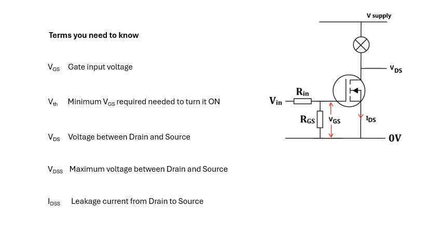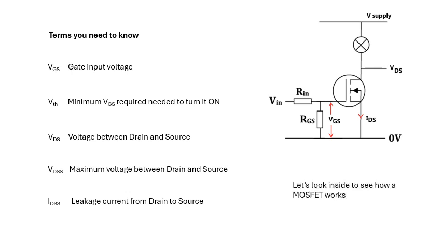VDS is the voltage between the drain and the source. VDSS is the maximum voltage between the drain and the source, which will be really equal to the supply voltage. And then IDS: when it's turned off, there is actually a tiny current that flows through it, which we call a leakage current. It is very tiny, about 25 microamps.